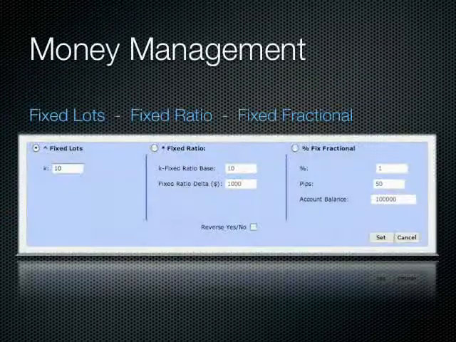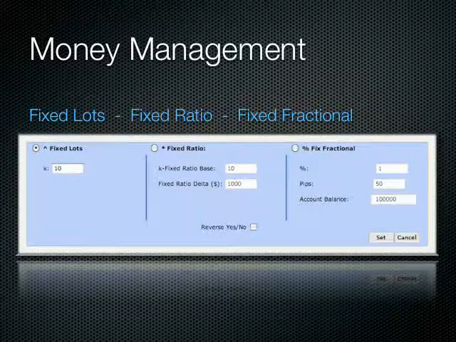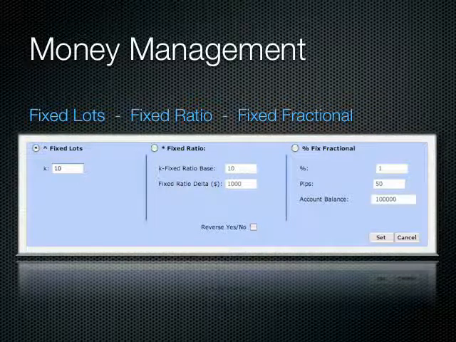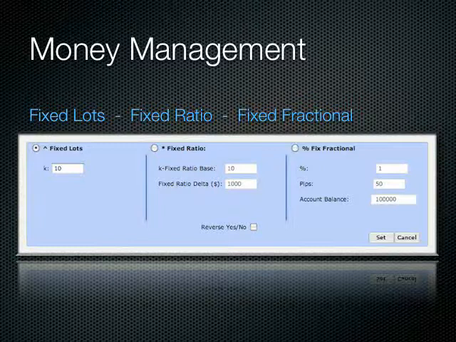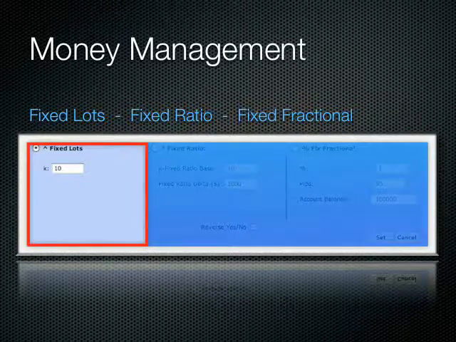The FSS platform offers three money management methods for traders to choose from: fixed lots, fixed ratio, and fixed fractional. We will only be discussing fixed lots in this tutorial. The other two methods, fixed ratio and fixed fractional, are more advanced and often require more experience as well as more substantial capital to be properly used.